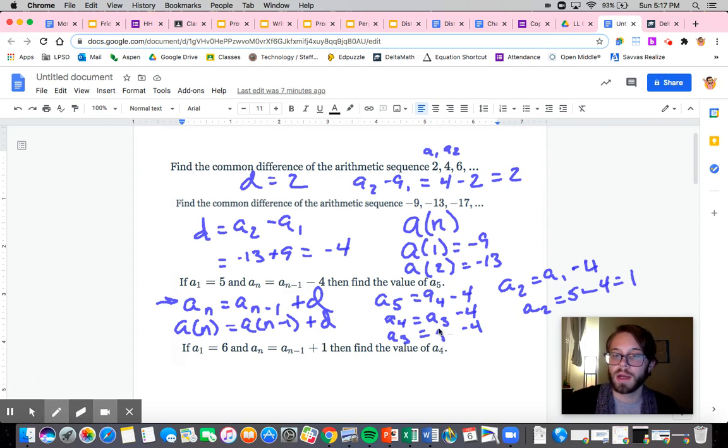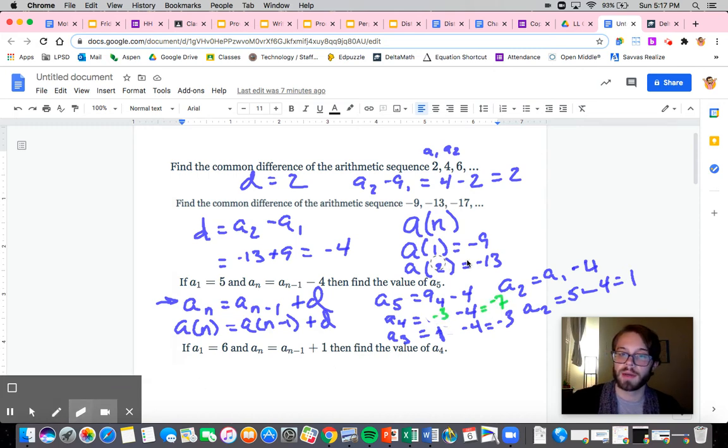So that would be 1 minus 4, which is negative 3. Now I'm going to erase that. So now I know what A3 is. It's negative 3. Negative 3 minus 4 is negative 7. Again, I'm going to erase that.